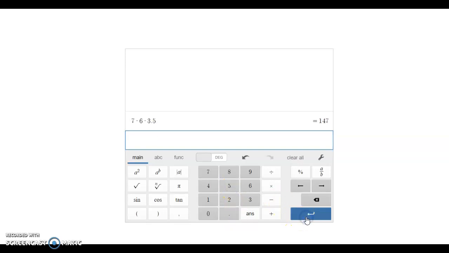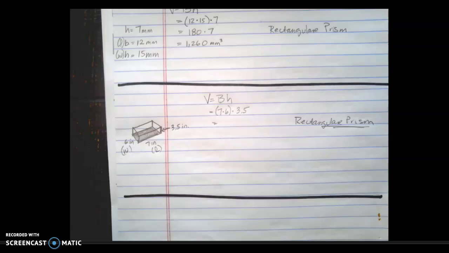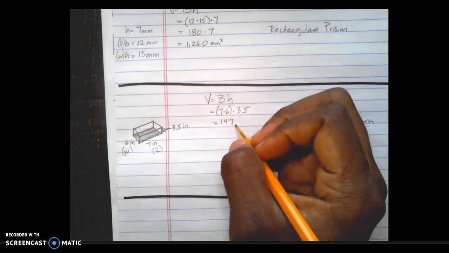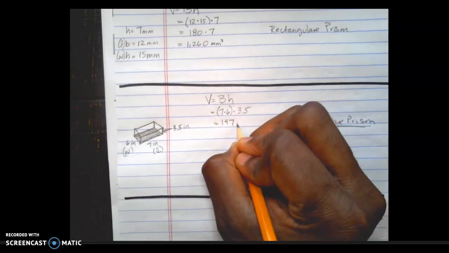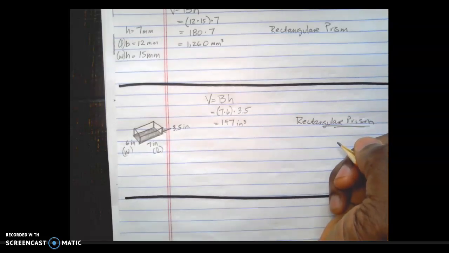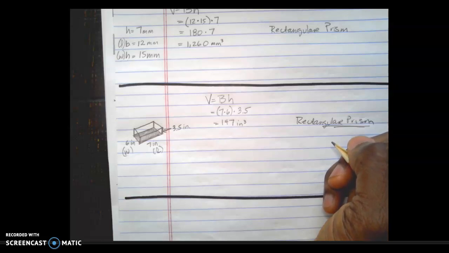I'm going to hit this button, that's our equal sign. We have 147, so if I skip back over to my drawings page, we have 147. Now remember, our unit for volume is always going to be in units cubed. In this case, it was inches. So again, inches cubed. Okay? Cubic inches. Simple enough, right?